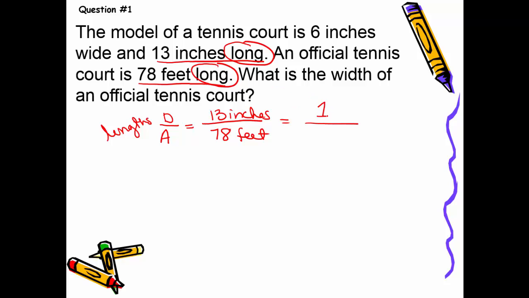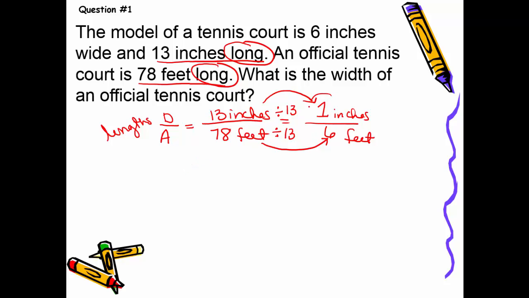Then I break it down. Many ways to go about this, but I'm just going to figure out what 1 inch on the drawing would correspond to on that actual tennis court. So to get from 13 down to 1, I know it's an equivalent ratio. I have to either multiply or divide by something to get from 13 to 1. I'm going to divide the numerator by 13. Therefore, I have to divide the denominator by 13 to keep those ratios equivalent. 78 divided by 13 is actually 6.